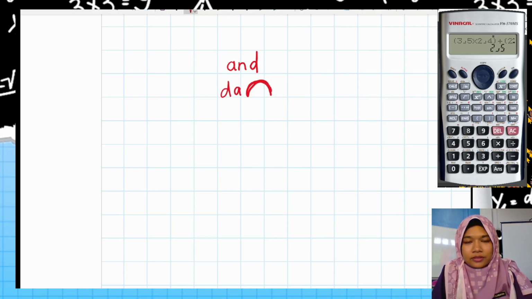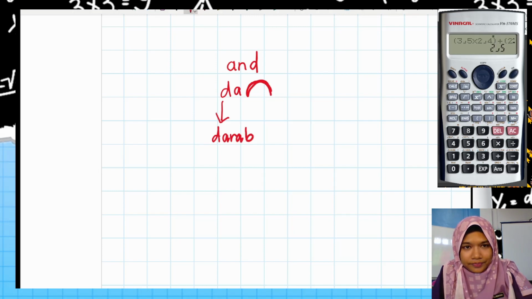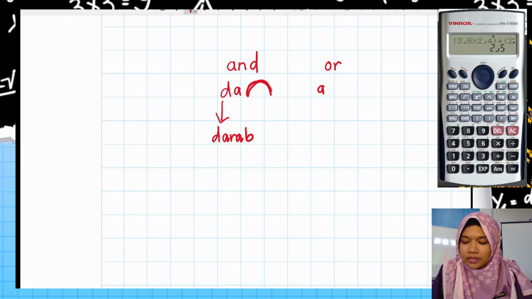Dalam bahasa is dan. Okay. Dia melibatkan, it involves intersection. D is for darab. So, you have to multiply. Okay. Or, okay, kadang-kadang dia guna perkataan or. Okay. In the situation or, in bahasa is atau. Atau is union. Okay, when you want to list the possible outcomes, list the union.